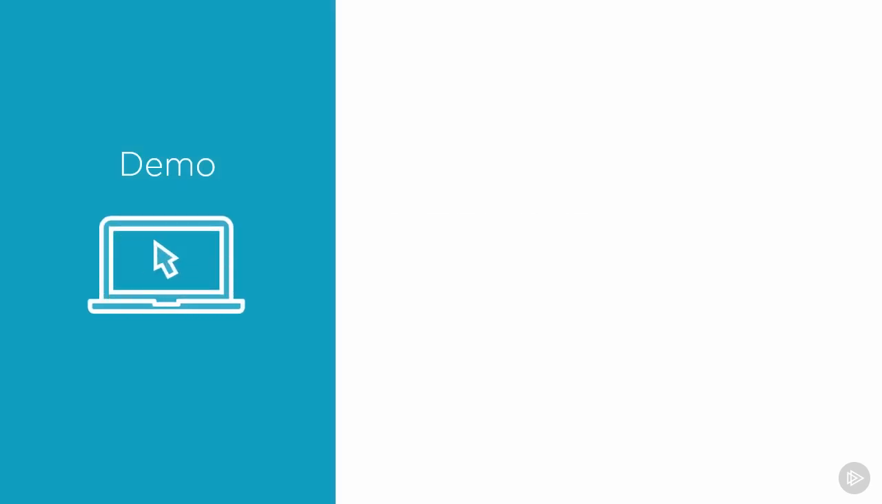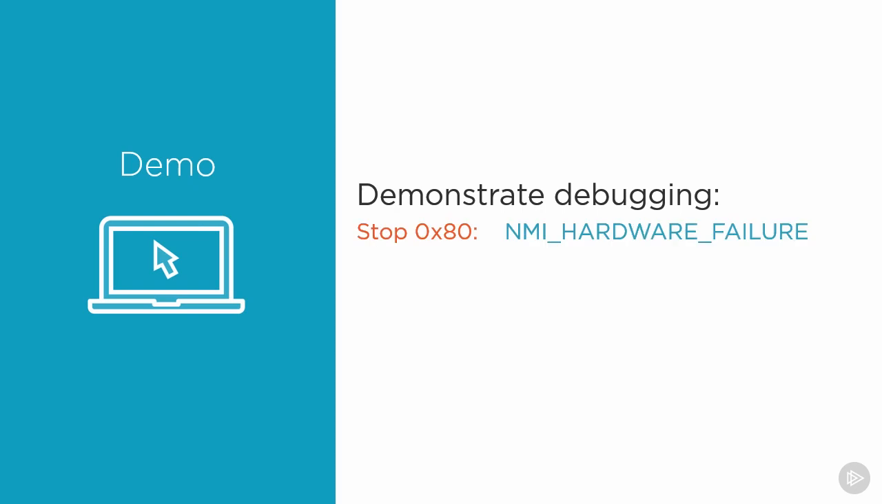All right, well at this point I'd like to go ahead and demonstrate a little debugging. We're going to look at a stop 80, which is an NMI hardware failure. Actually, we're going to look at a couple stop 80 bug checks. They're both the same stop code, but the outcomes of these crashes are completely different. So let's go ahead and take a look at the first one.